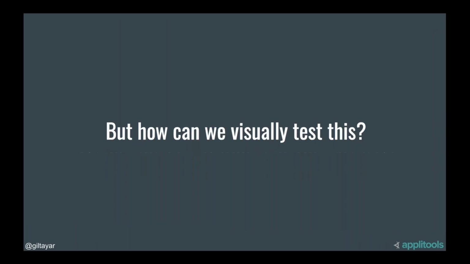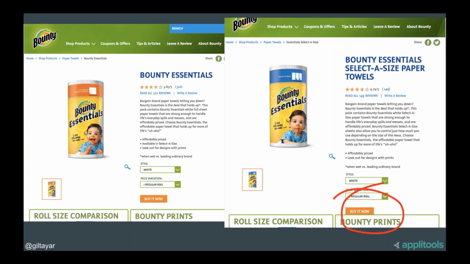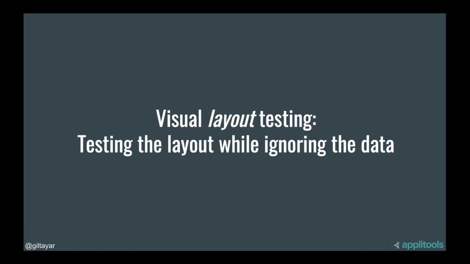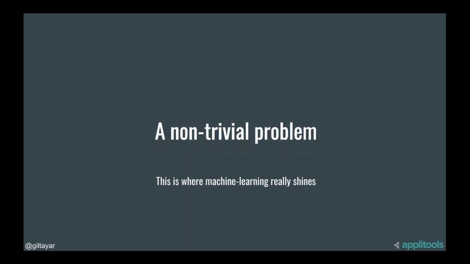Well, it's a problem because we can't do comparisons of product pages using baseline methods because we have thousands and tens of thousands of product pages or whatever you have in production. You can't do pixel matching here because you don't want 10,000s of baselines. And the answer is layout testing. You check the layout of the page while ignoring the data. That is also possible using commercial grade software tools like Applitools. And this is actually where machine learning really, really shines.